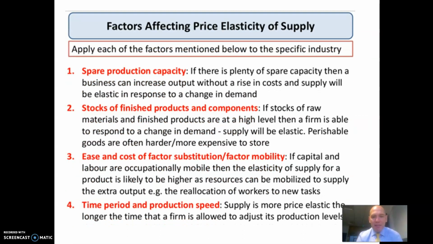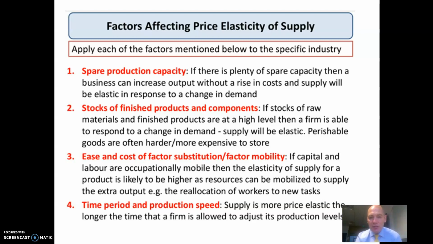Okay, top of page 70. Could you guys put must know for the exam? Factors affecting the price elasticity of supply. What you're trying to think of is what factors make firms more or less responsive to a change in price. What makes them more or less able to increase supply when there's a rise or fall in price? It's the first one, spare production capacity. If a firm has significant spare capacity, then obviously they can increase output quite quickly without a rise in costs, and as a result, they will be more responsive.